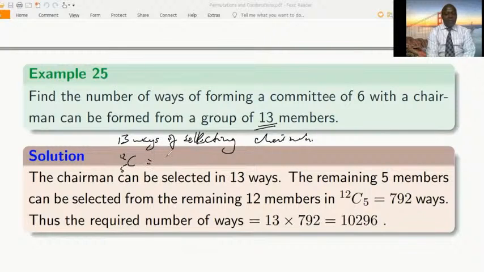And this will be 12 factorial over 5 factorial times 7 factorial. That gives you 792 ways. Now, since you need this chairman and these 5 members, your result will be 13 times 792. Those are the required number of ways that, if you are given 13 members, you can elect a chairman and then elect 5 other officials.